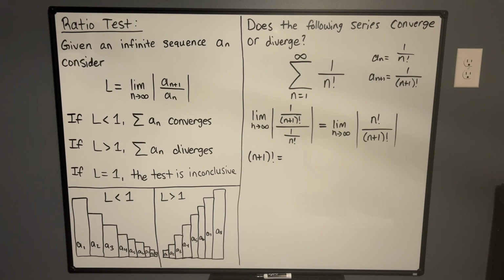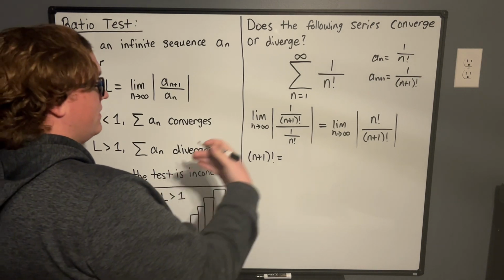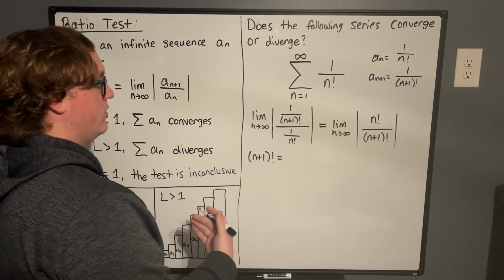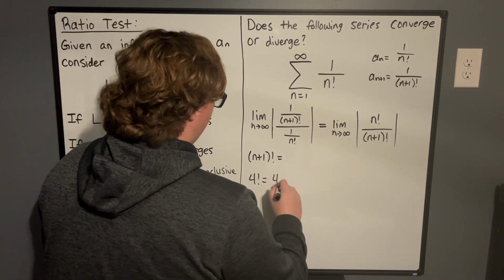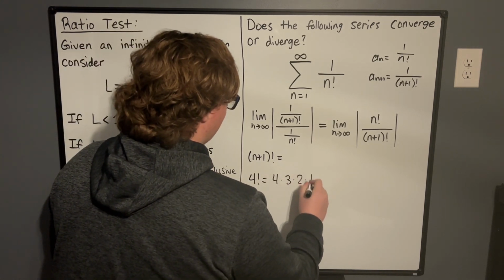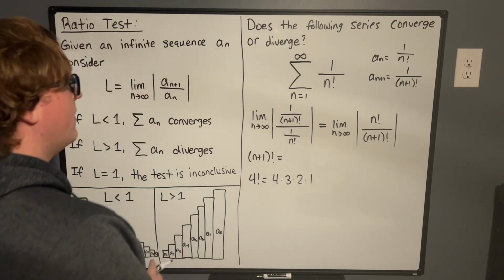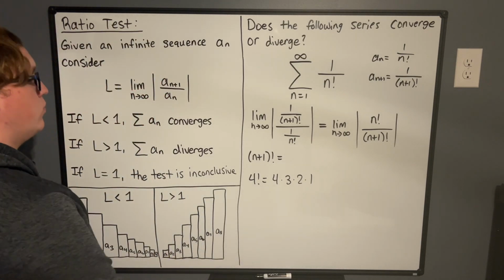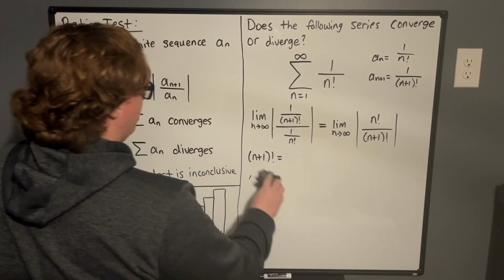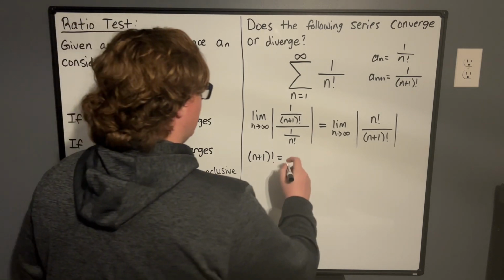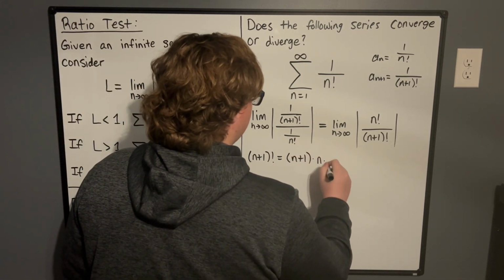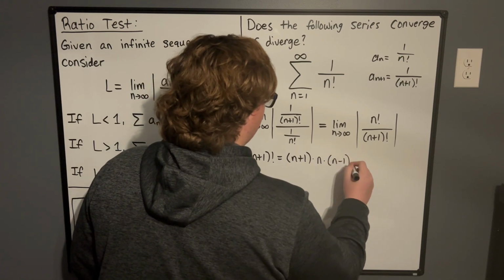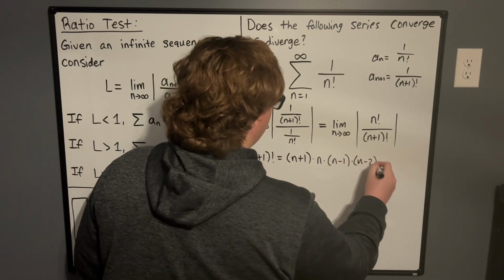Well, it's equal to the first term. So we basically just subtract 1 and multiply all those terms. Like, for example, 4 factorial is 4 times 3 times 2 times 1, right? So we keep going like that forever, but with n plus 1. So when we write that out, n plus 1 factorial is going to be n plus 1 times n times n minus 1 times n minus 2, right?